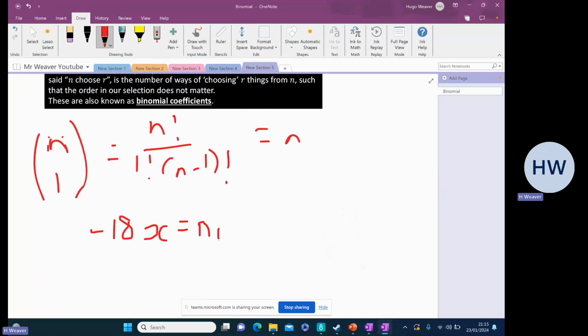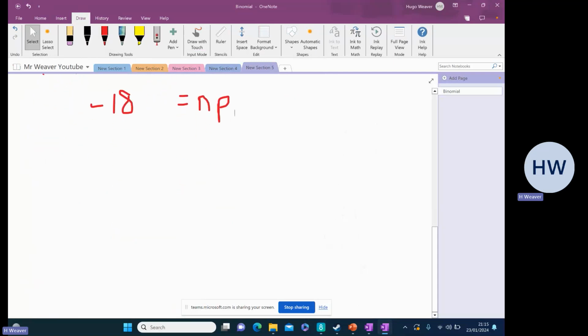times px, because as we go up the binomial expansion, you increase the power of the second term by 1 each and every time. It started off as to the power of 0, so now it's to the power of 1, hence why I've got p to the power of 1, x to the power of 1. Because the x is now cancelled, what I'm left with is negative 18 equals n times p. So that's the second term.